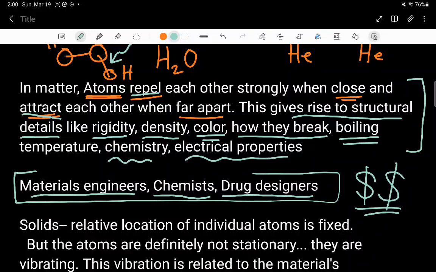So all of these issues, right? These kinds of scientists and engineers, they make a lot of money because they know how to understand enough about materials and elemental issues to make interesting products.